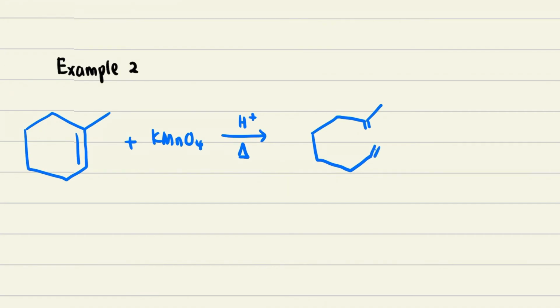Alright, so the double bond is broken. I break it, and then it's oxidation, so we add O, we add O. Alright, this is our structure. As we can see, this carbon double bond O is attached to carbon and carbon, so this is a ketone.